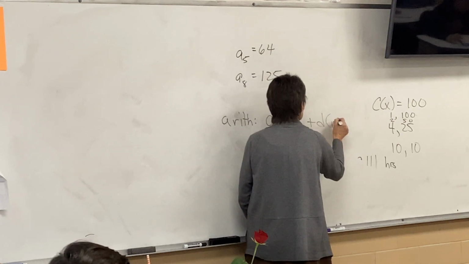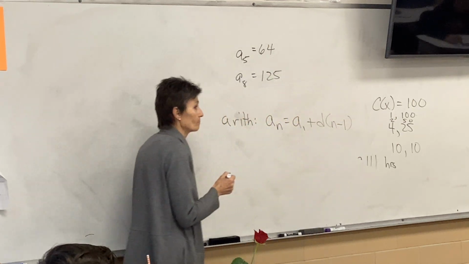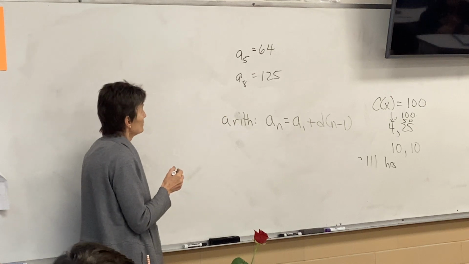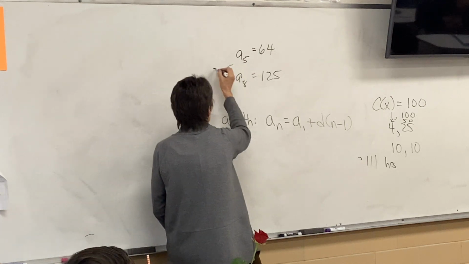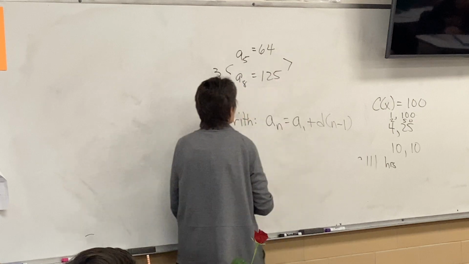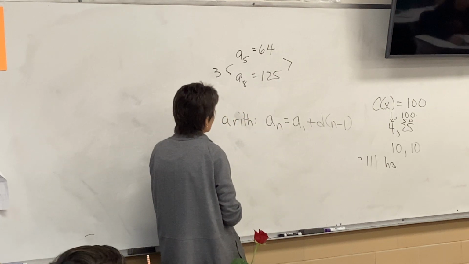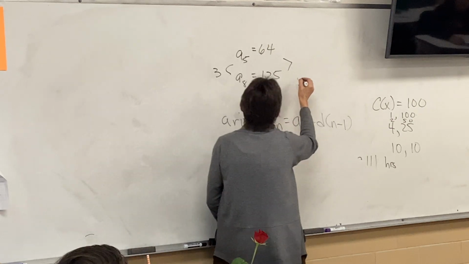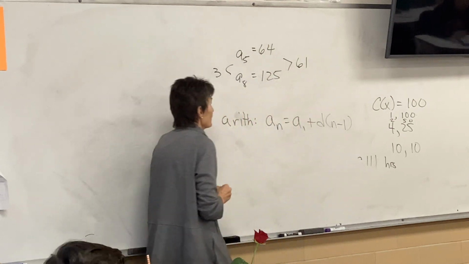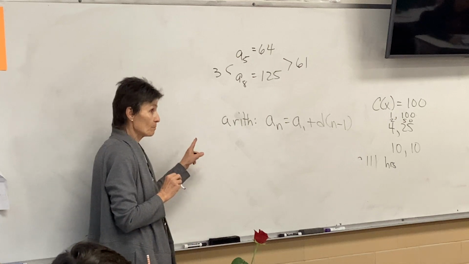We can do the thing where we subtract 64 from 125, and then we have 3 in between. So then, yeah, 3, and then you get 61. Is that right? Sure. Now, he's working on arithmetic, right?